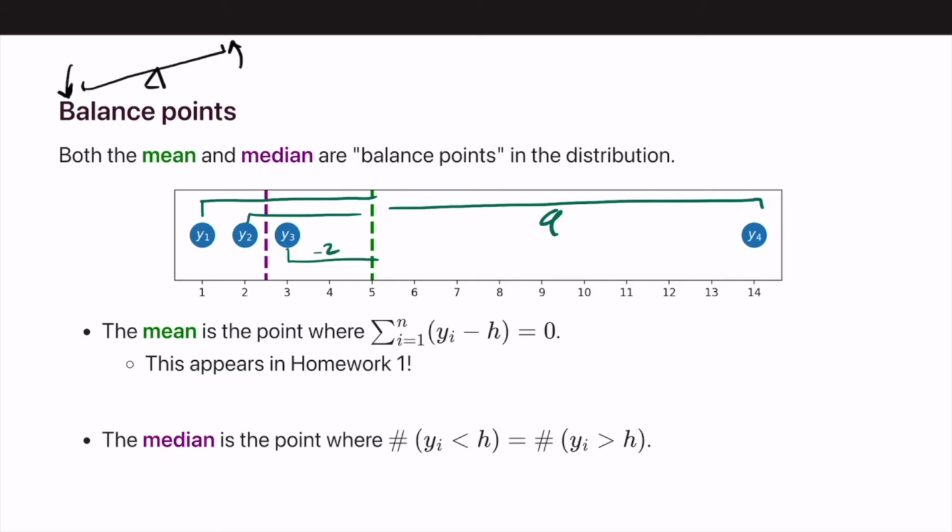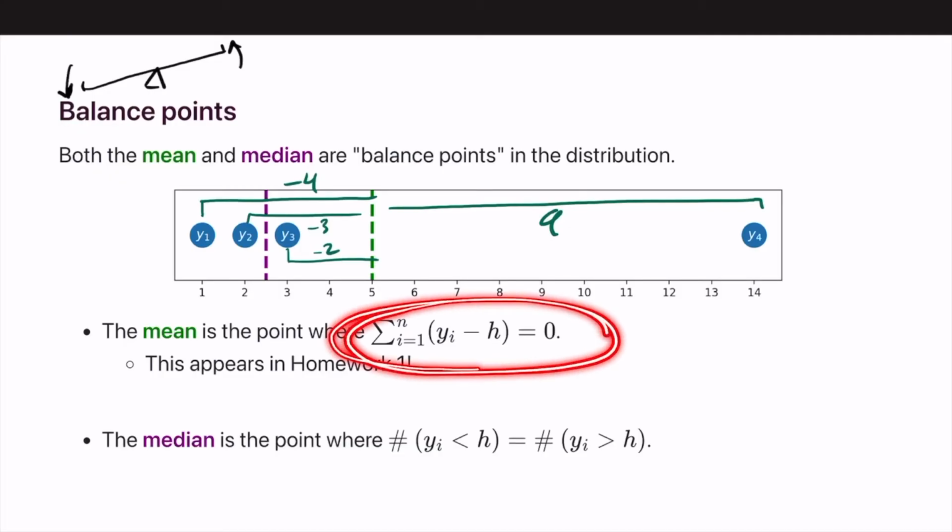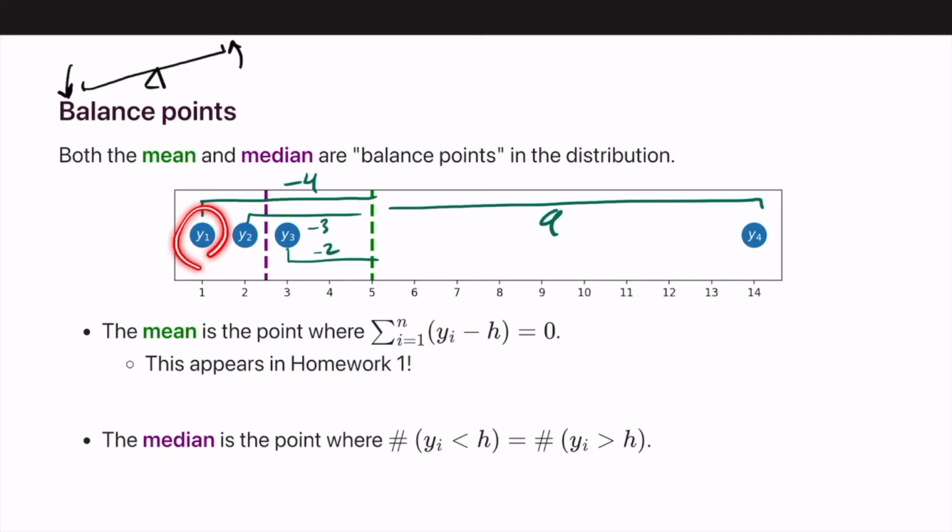y2 is going to be -3, and y1 is going to be -4. And then what happens if we sum these all up? Again, look at what's going on here. It's the sum of all of these data points, the yi's, which in this case is y1, 2, 3, and 4, and we're subtracting from those our h, 5, and in this case 5 winds up being the mean, so it really is H star.